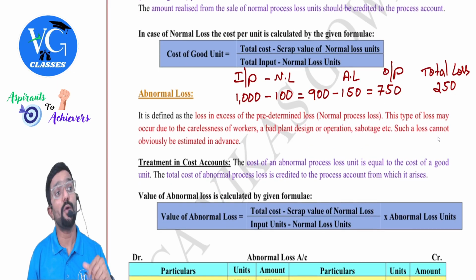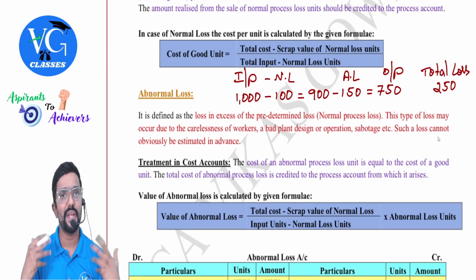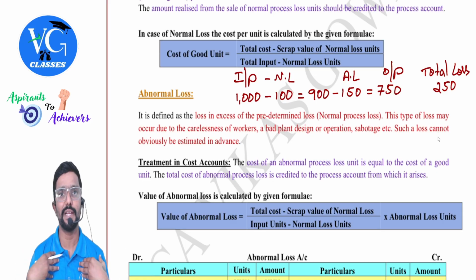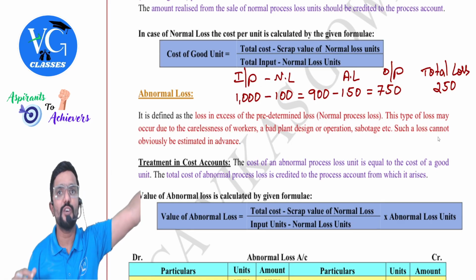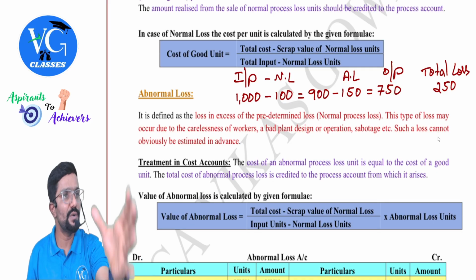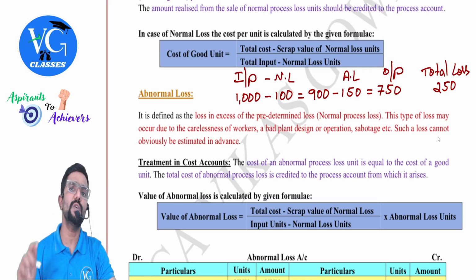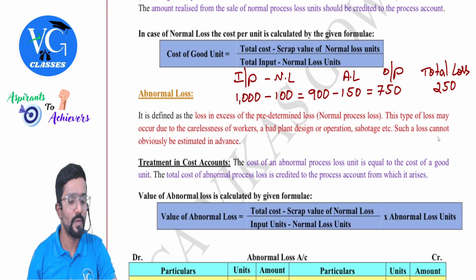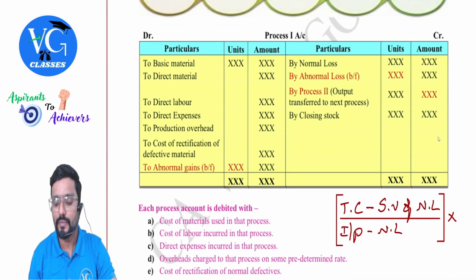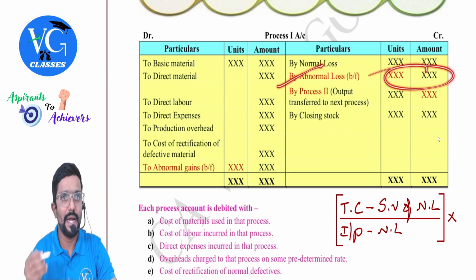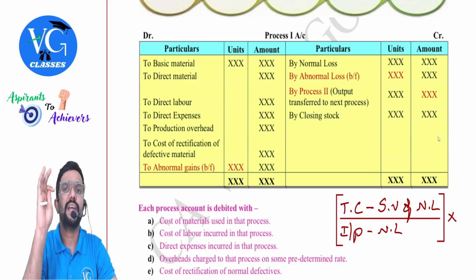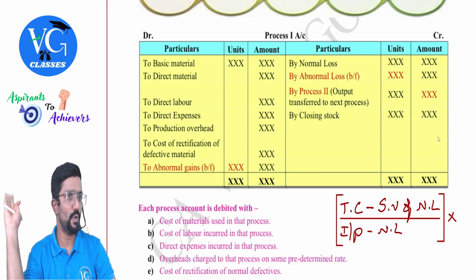Abnormal loss is something which I would have controlled. If I had taken precautionary measures, I would have avoided it, but I didn't do it. So it happened because of my ignorance or negligence. Should I allow it to increase the cost of the units? No. Please value it separately and send it to the abnormal loss account. In the abnormal loss account, if you are receiving any scrap value, you will record it there and transfer the final net loss to costing P&L account.